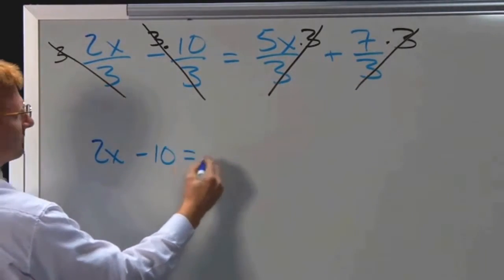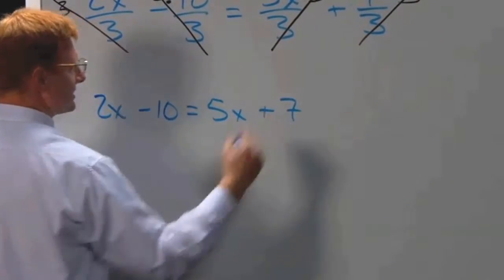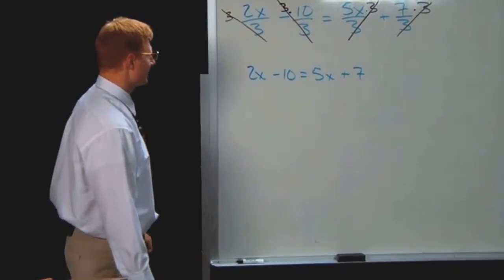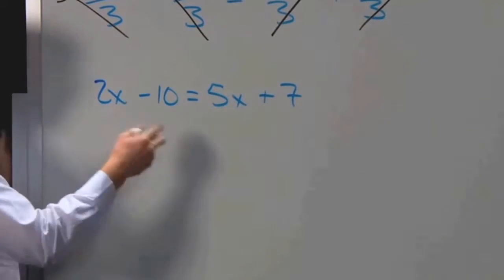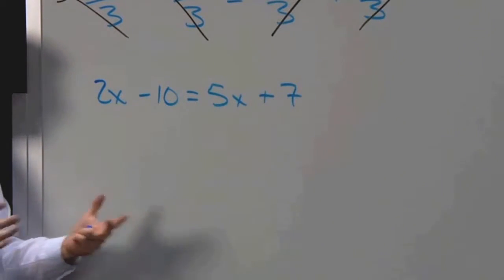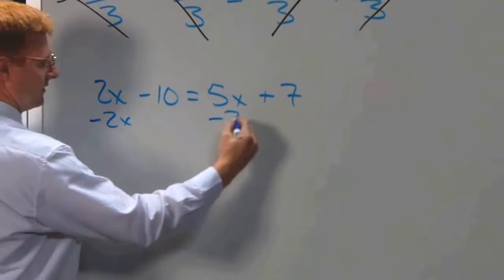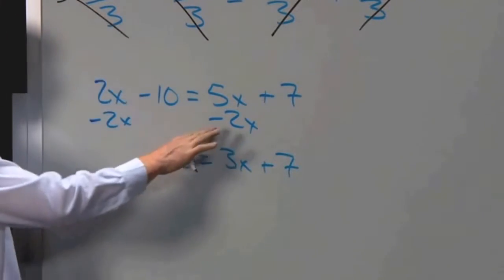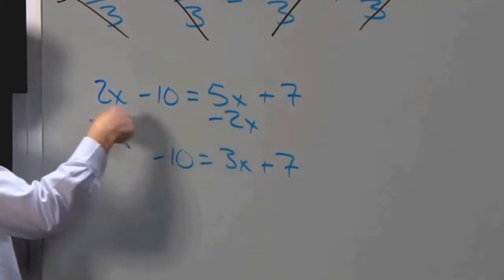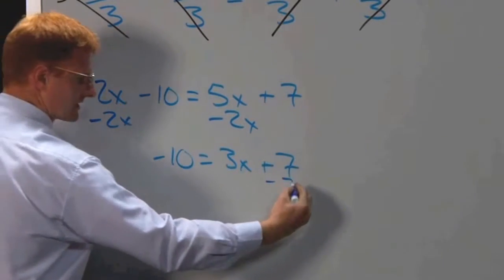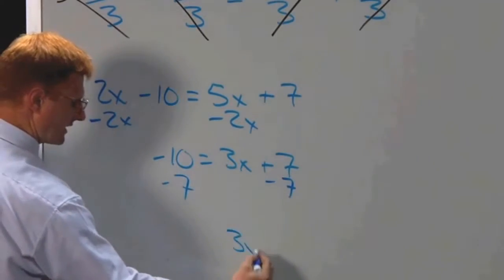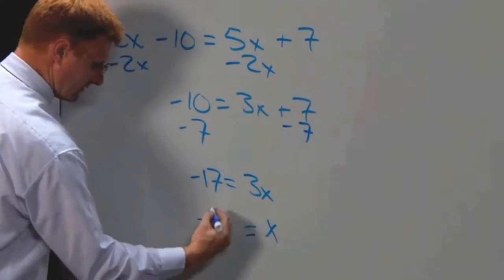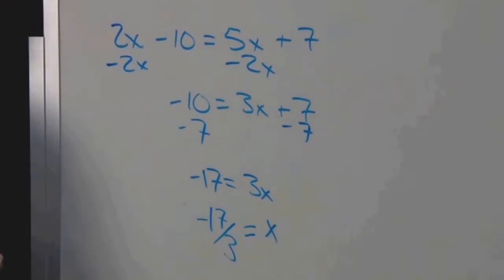And what we really have is 2x minus 10 equals 5x plus 7. Doesn't that feel good? Math is nice. Now, we still have the x's that need to get on the same side, so you get rid of 2x over here. We have negative 10 equals 3x plus 7. Now, just so you know, you could have just as well gotten rid of this 5x over here. But right now, we're going to subtract 7. We have 3x equals negative 17. Divide by 3. Negative 17 thirds.